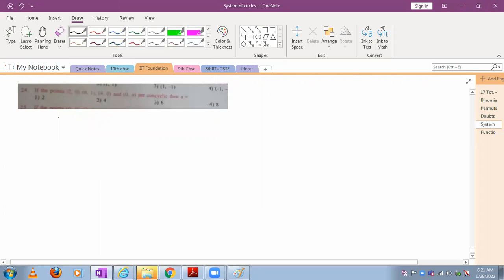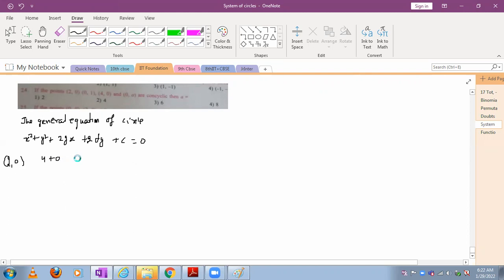The point 2, 0. So the general form of the equation of a circle, what will you say? x square plus y square plus 2gx plus 2fy plus c is equal to 0. So first point, you substitute 2, 0. What are you getting? 4 plus 0 plus 4g plus 0 plus c is equal to 0. This is equation number 1.